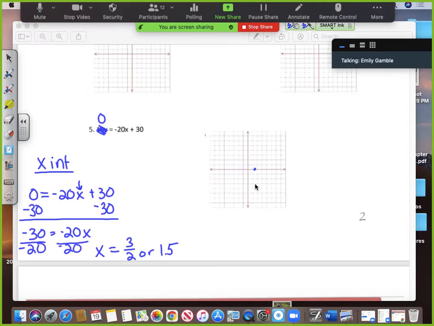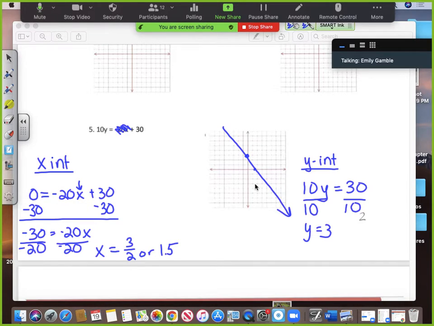So on the x-axis at 1.5, which is halfway between 1 and 2, you would make a point there. And then to find the y-intercept, we also are going to have to take the original equation, and then we just set this x to be 0. This one's a little bit easier. We don't have to do this subtraction. We just get 10y equals 30. All we have to do for this one is divide. So we divide by 10, and 30 divided by 10 is 3. So on the y-axis, 1, 2, 3, we make a point, and then there is my line.